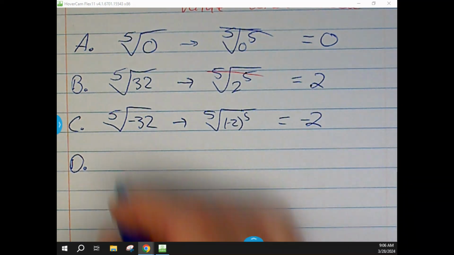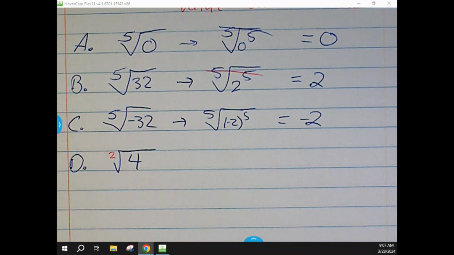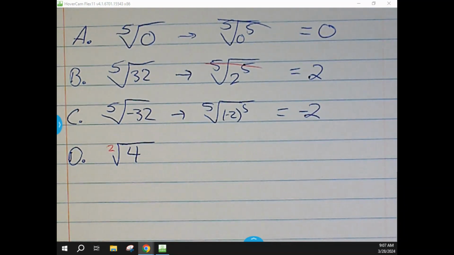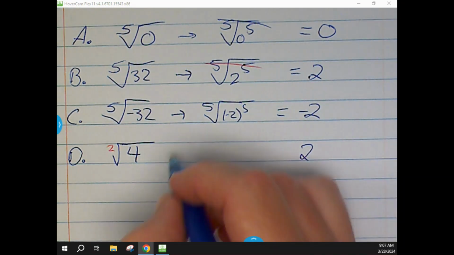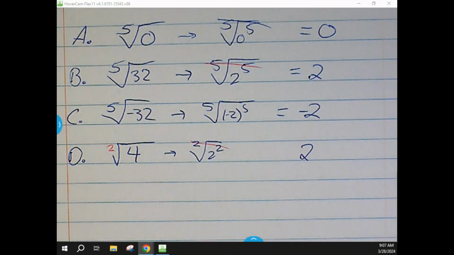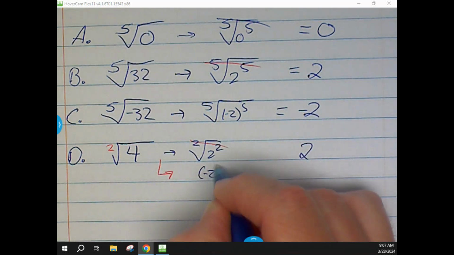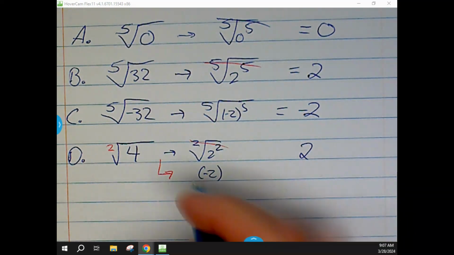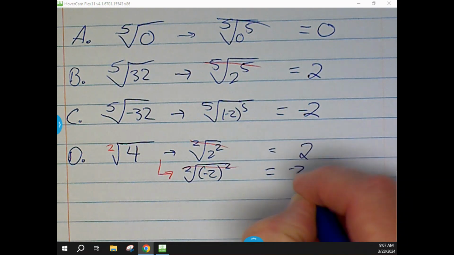All right, let's do the square root of 4. With the square root of 4, we know it's 2. So we could do that as the square root of 2 squared, so that these would cancel, correct? But also, couldn't that be negative 2 squared? Yeah. So then the square and the square root cancel, leaves us with negative 2. So it can be plus or minus. Yeah, it could be plus or minus.